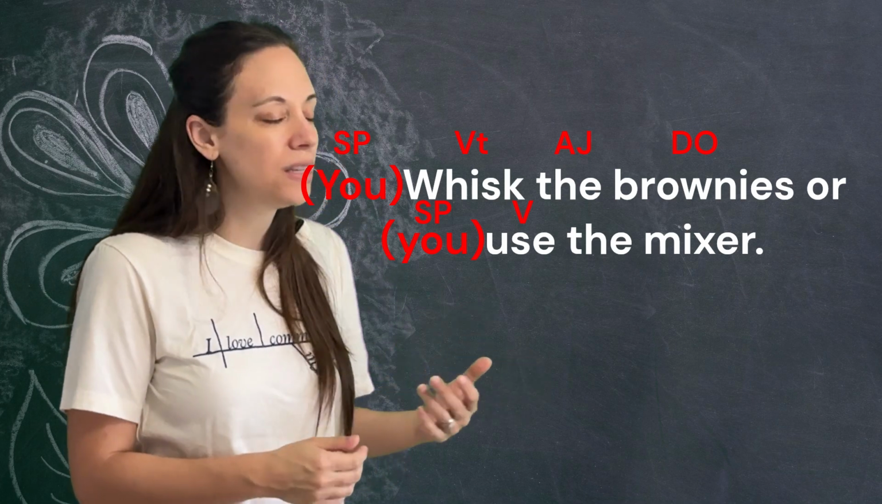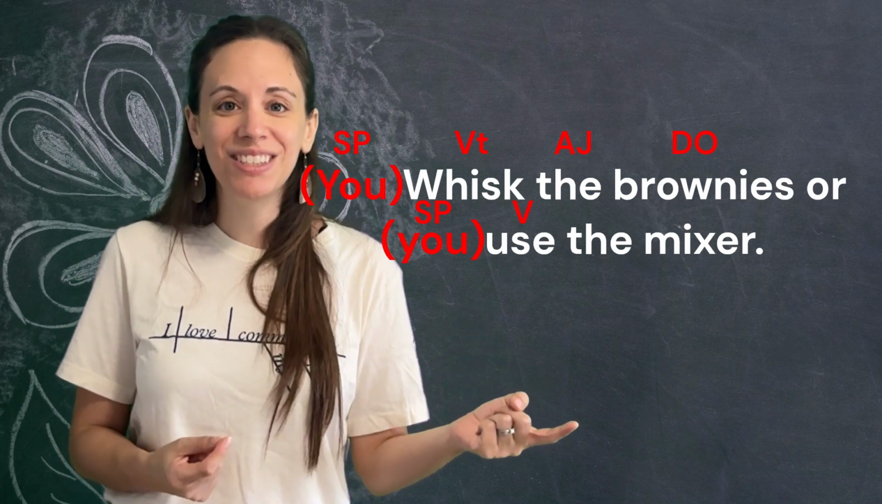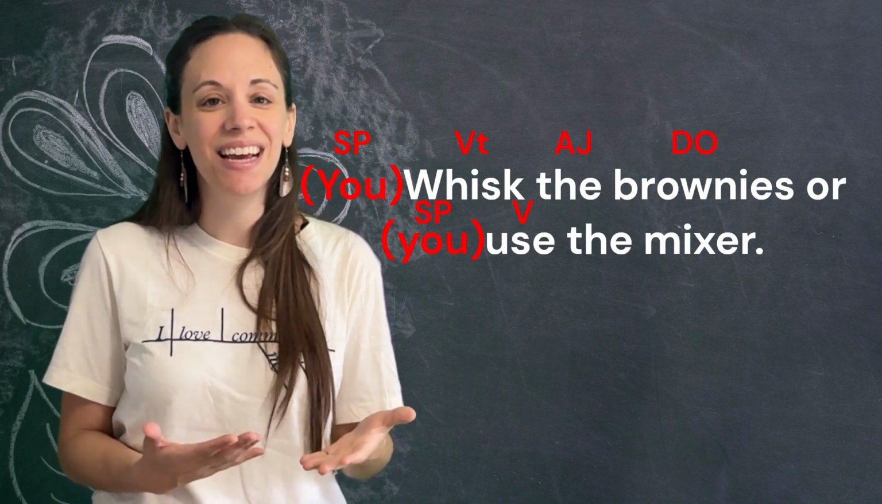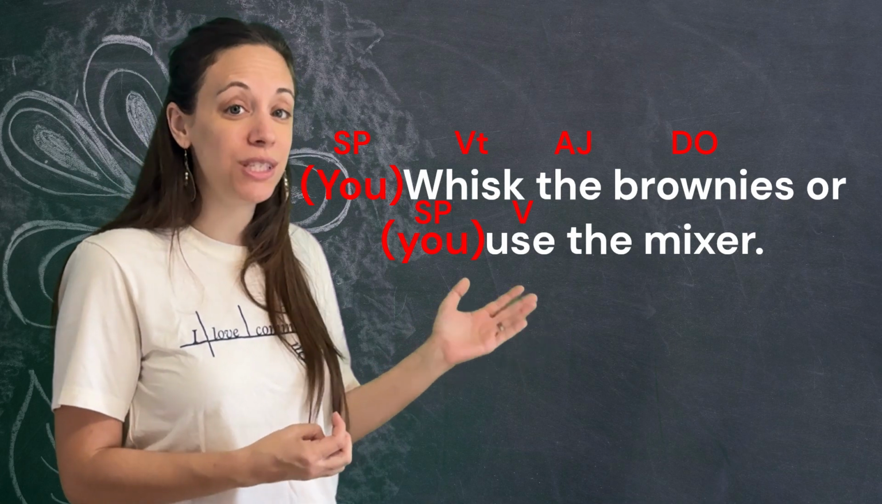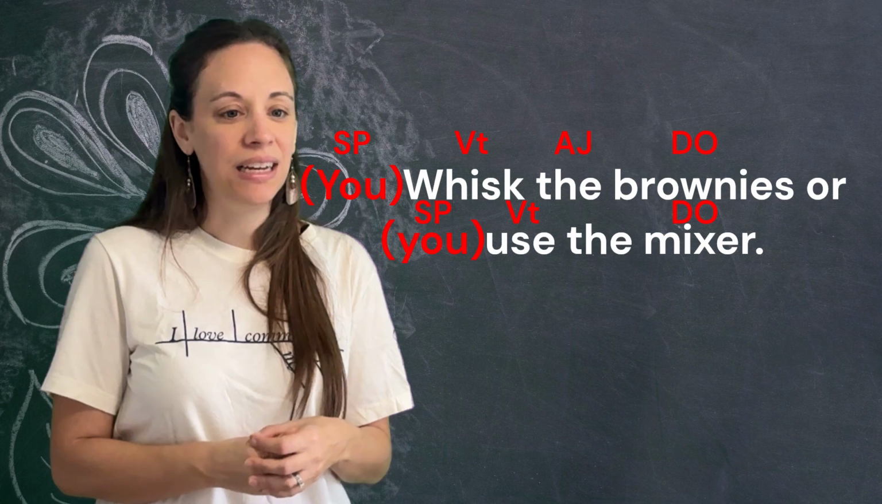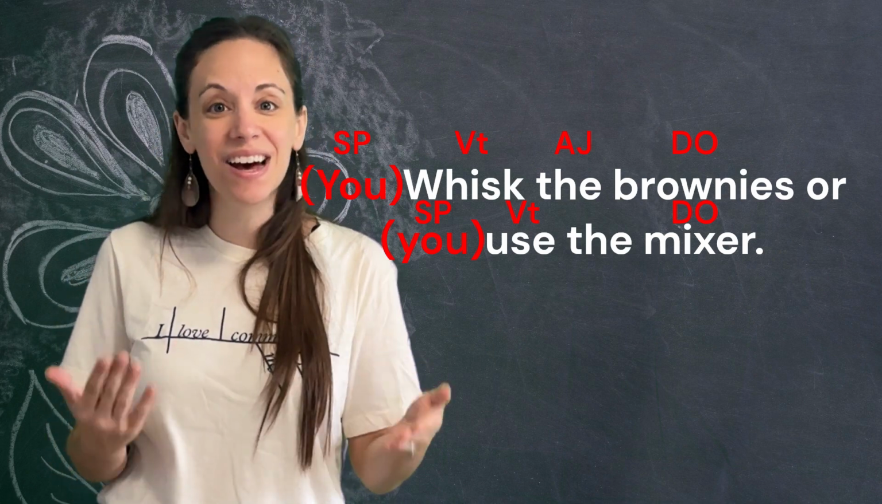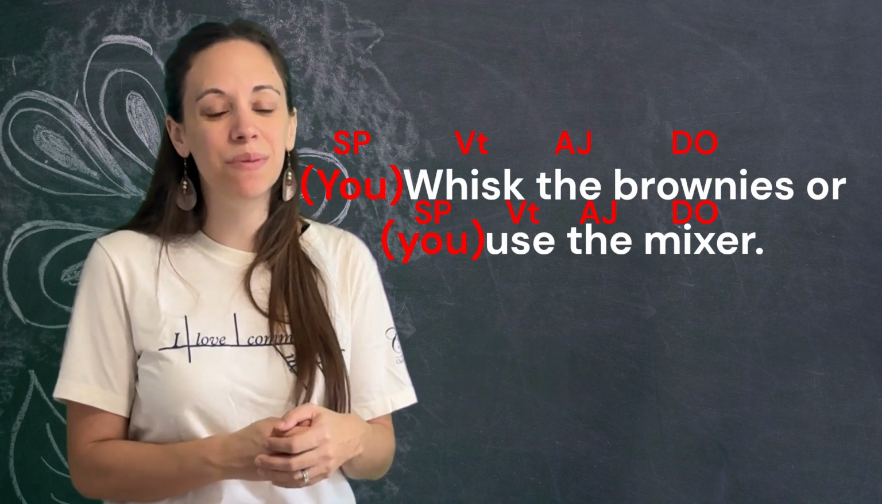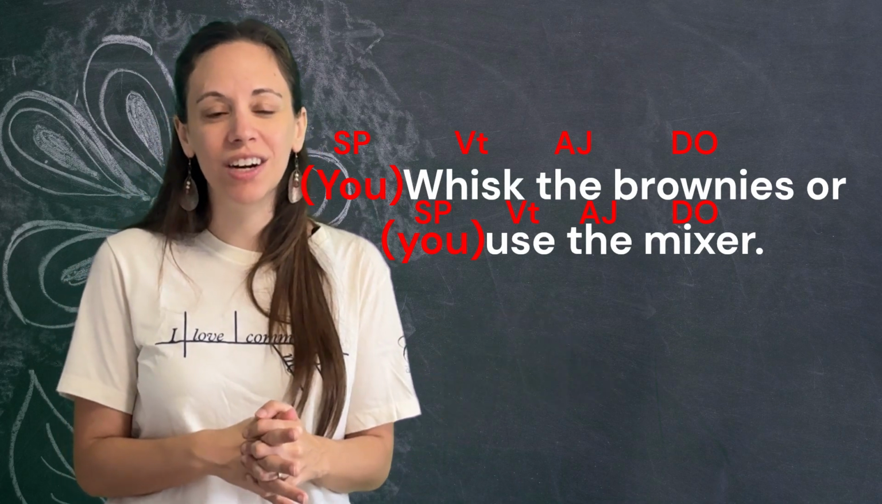You use whom or what? Mixer. Now, is mixer receiving action from use? It is. That makes our verb use a verb transitive. And mixer is going to be our direct object. Now, we still have the word the. Once again, which mixer? The mixer. That is an adjective. We'll label that adjective as one of our article adjectives.